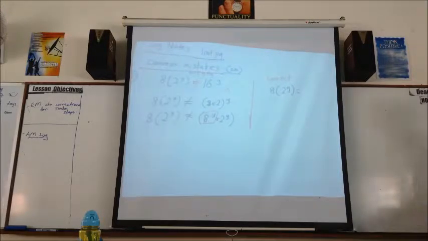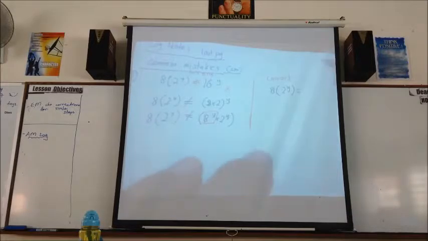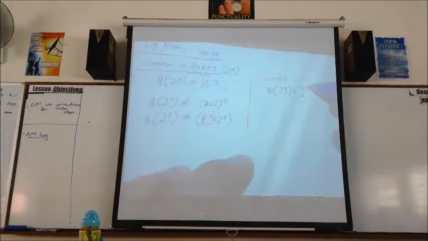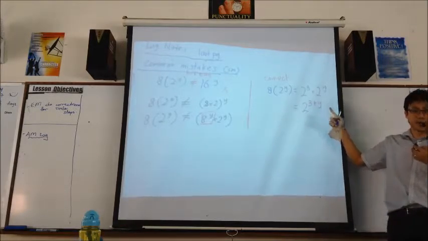What can I do? First thing, I convert to same base. Same base means 2 power 3. So you write 2 power 3 times 2 power y, which is 2 power 3 plus y. So this acts as a reminder that it's not 3y, it's 3 plus y.